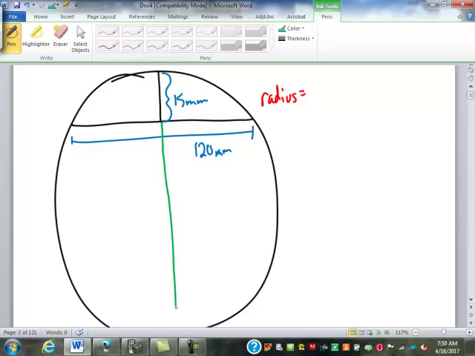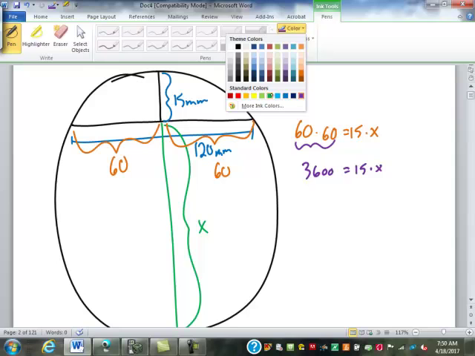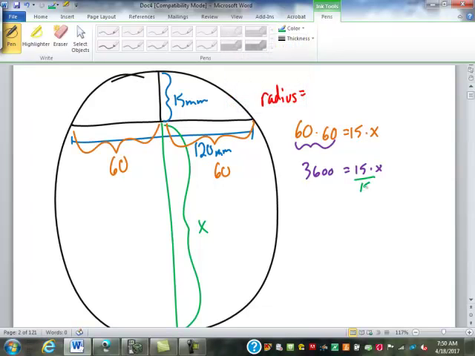So we extend this down here. We're looking for x. We divide this in half. So it's 60 and 60. So our equation is 60 times 60 equals 15 times x. 60 times 60 is 3,600. Divided by 15 is 240 equals x.